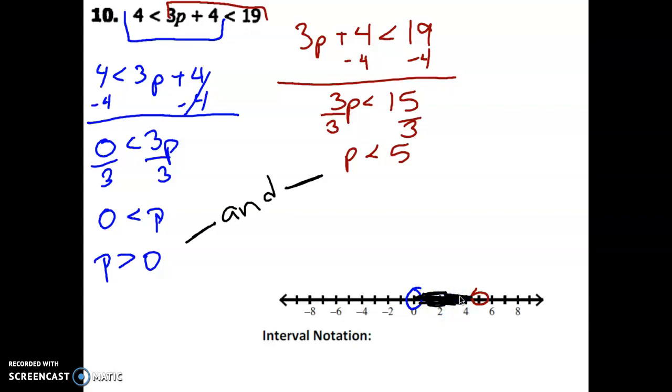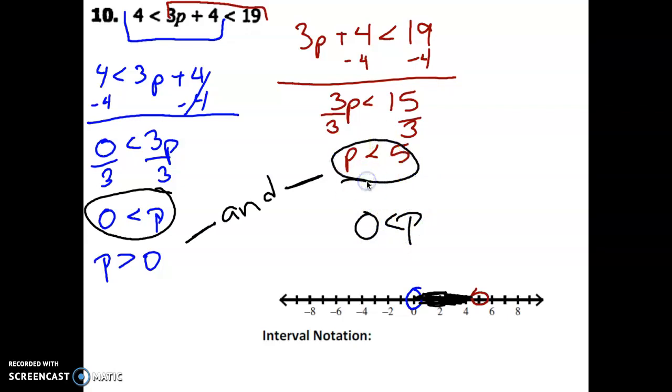Okay, so if I write this in the condensed form, I'm going to use this one. This one is going to be the order that I need for the condensed form. 0 is less than p, and then I'm going to use this one at the same time. p is less than 5. Okay, that's the condensed form of that same thing. And when we do Delta Math, it's going to want you to type it in that format. You have to use the condensed form for Delta Math.